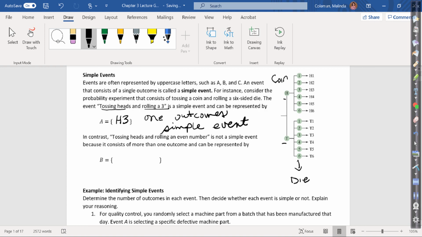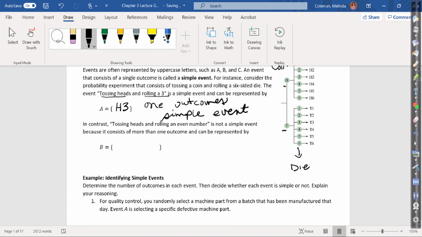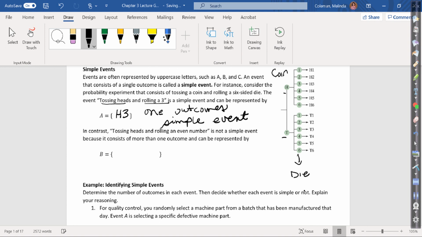In contrast, though, if I say tossing heads and rolling an even number, so heads with an even number, that would be head 2, head 4, or head 6. So H2, H4, H6. So this one, again, is not simple because there are multiple outcomes. So this one is not.